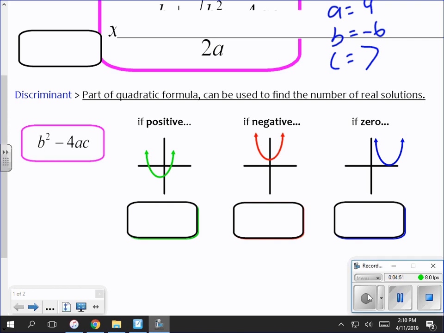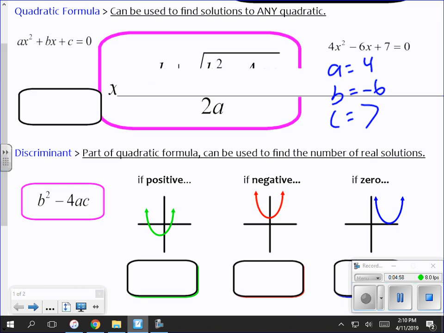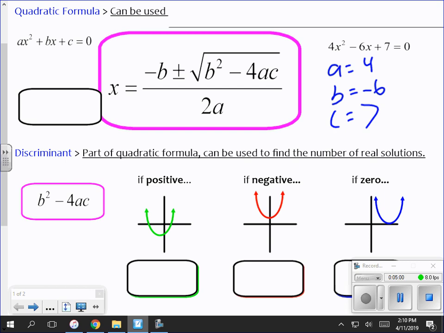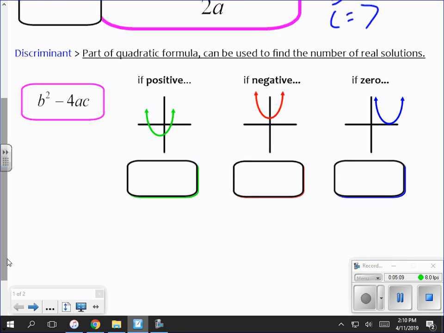Now, like I said, the discriminant is just the part that's underneath, this part here. If that number is positive, your graph will look something like that, either pointing up or pointing down. It will cross twice, and you have two real solutions. You have two real answers. Okay.